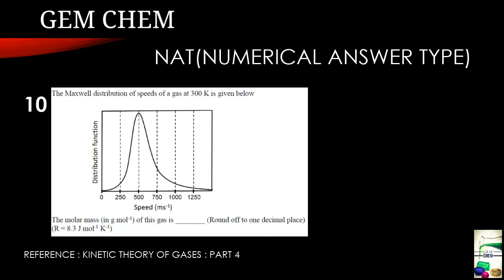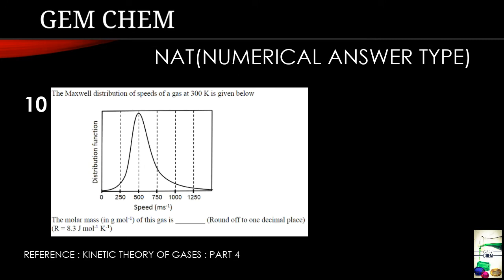Now we will go for the 10th question, and this question is from kinetic theory of gas. Here we are going to find the molar mass using speed distribution. This particular topic is discussed in part 4 video of kinetic theory of gas. You can watch it. I will give the link in the description box as well as the I button above this video. Now let us start.